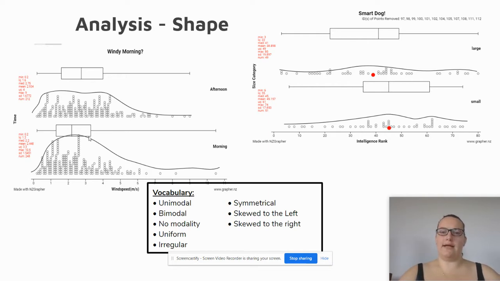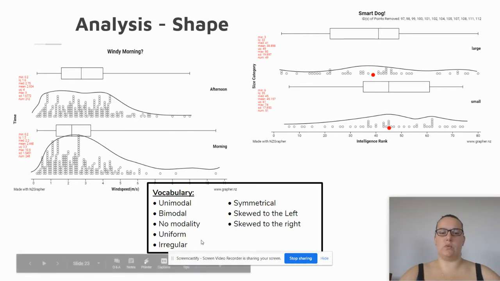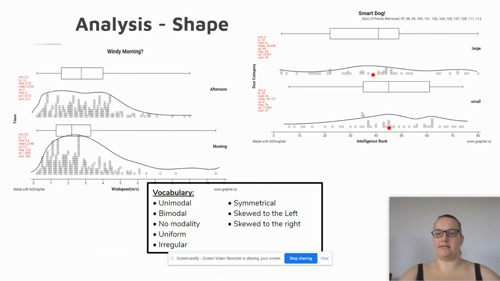When we have no modality, it's because we have a very kind of squiggly shape and it goes up and down, up and down, up and down. None of these here have no modality. These would be described as more uniform, irregular, or unimodal if we have a look at all of these. This one here may be considered bimodal because of the flat section in the middle.